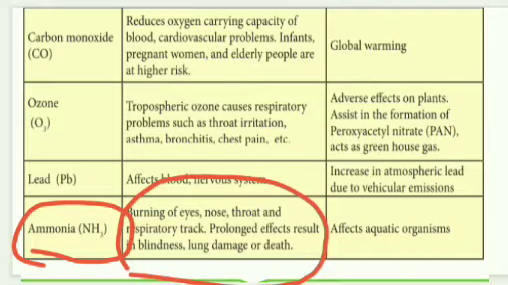So these are the dangerous effects of ammonia. The prolonged effect results in blindness, lung damage, or sometimes death. In case of environment, ammonia affects aquatic organisms. So living organisms in water bodies are affected due to ammonia. So these are the effects of air pollution.